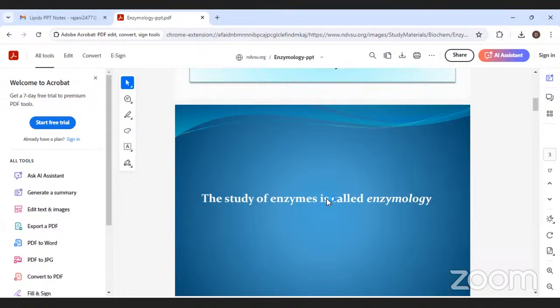You can study the enzyme, each and every physiological process; the enzyme is the most important topic. These enzymes are involved in all functions, and all the reactions are under the control of enzymes. That's why the study of enzymes is called enzymology. Who studied the enzymes? That is called enzymology.